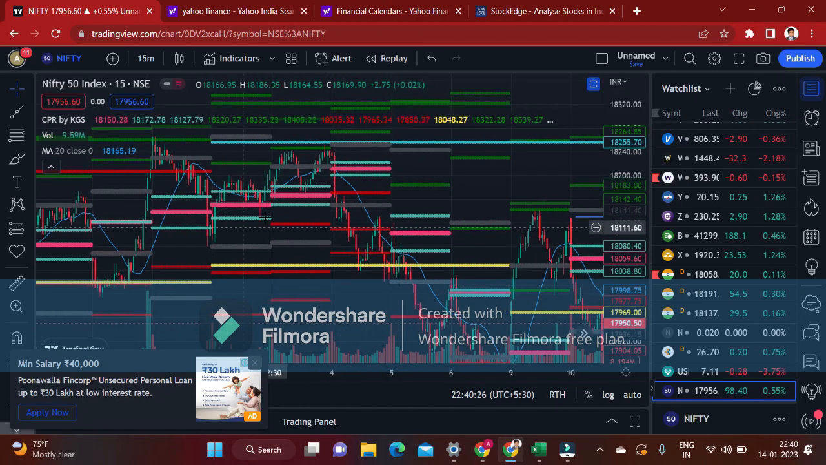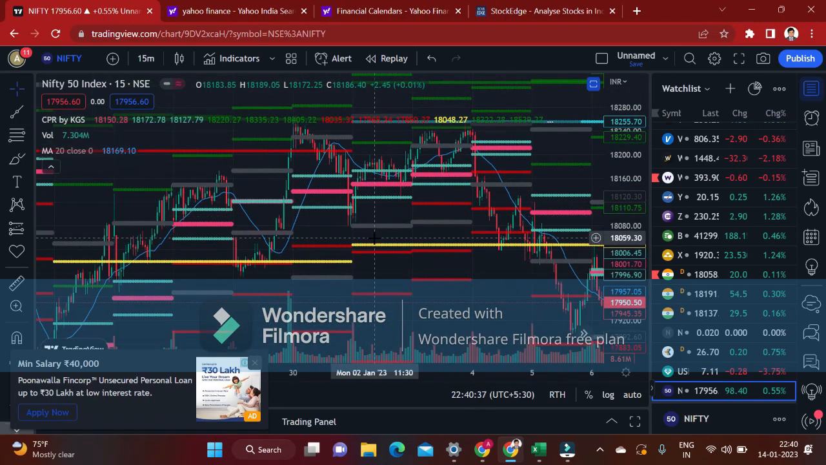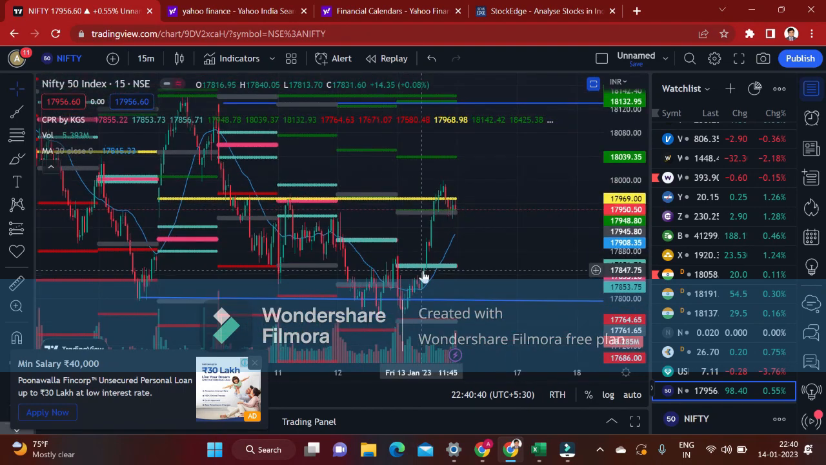Here the CPR is big, and it is a sideways market. Here it's also kind of big, sideways market. This also is kind of big, so it is a sideways market. You are able to see this. So first plot these things in your systems, so that whenever I tell you the strategy, it will be easy for you.